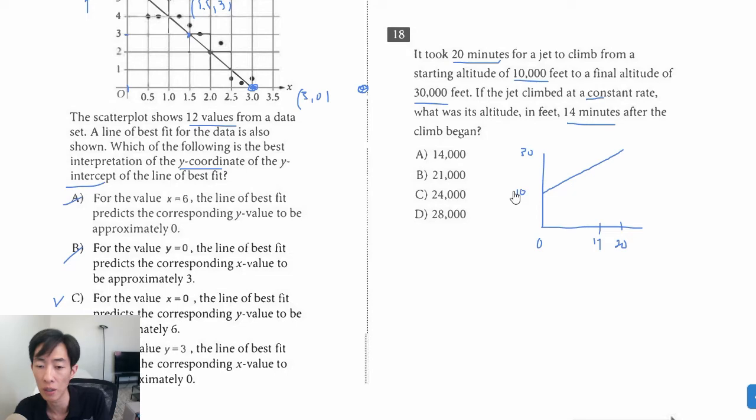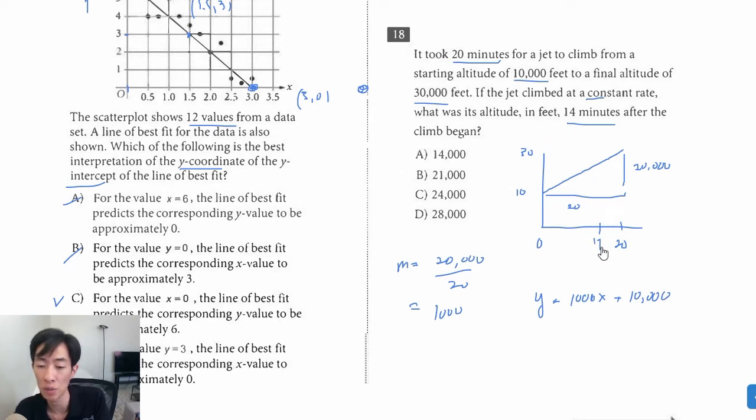The way we can figure this out is we need the equation. We have the y-intercept, which is 10,000. We need the slope. So how do you get the slope? It's rise over run. So that's going to be 30,000 minus 10,000, which is 20,000, divided by 20. So the slope is 20,000 divided by 20. That's obviously 1,000. And the y-intercept is 10,000. So the equation is going to be y equals 1,000x plus 10,000. And now that we have our equation, we can figure out anything that they want.